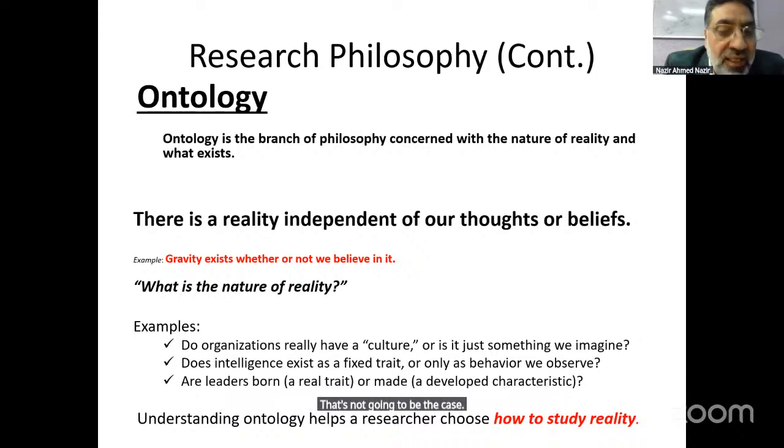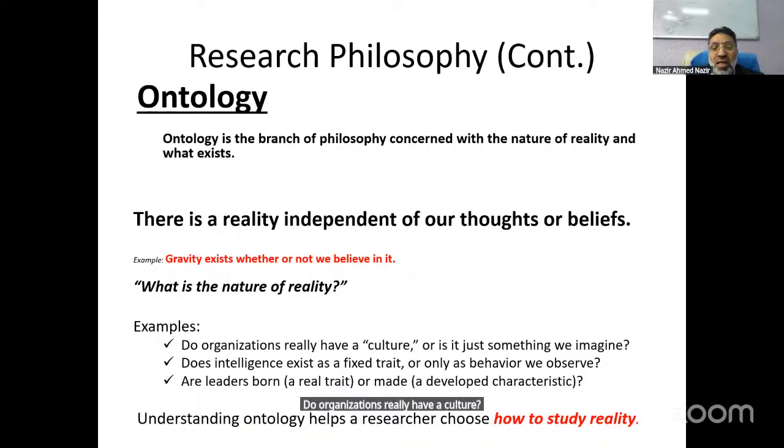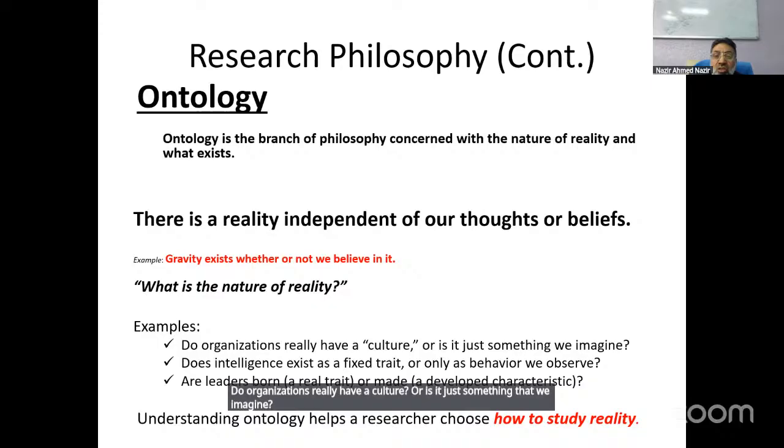Now, there are several examples that could be suggested here. For example, do organizations really have a culture, or is it just something that we imagine? Understanding this ontology will help us in how to study reality, which is important. How we feel about the nature of reality will let us know what kind of method we should choose in order to study that reality. How can we study that reality?